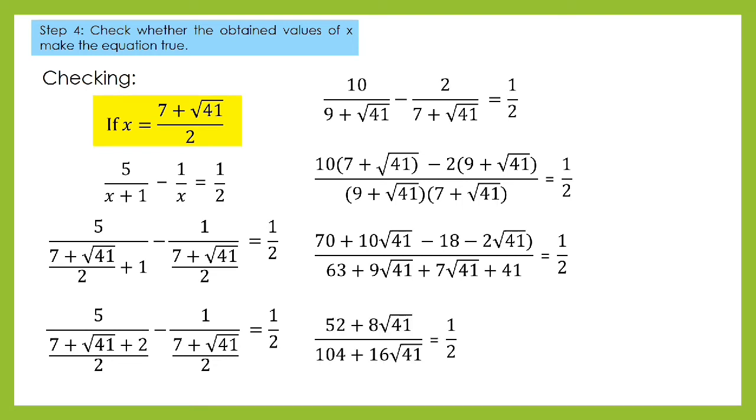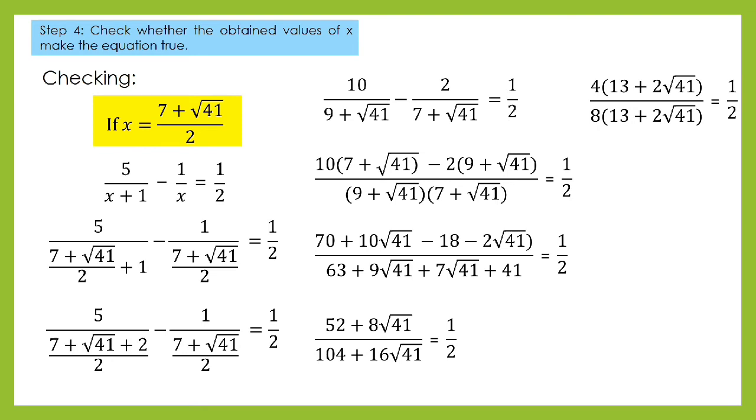Let's simplify. 70 minus 18 is 52. 10 square root of 41 minus 2 square root of 41 is 8 square root of 41. For the denominator, 63 plus 41 is 104. 9 square root of 41 plus 7 square root of 41 is 16 square root of 41, equals 1/2.